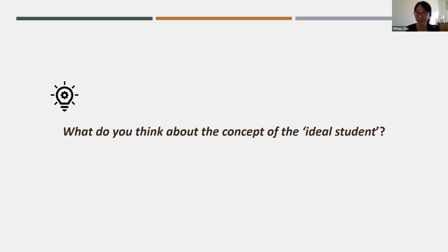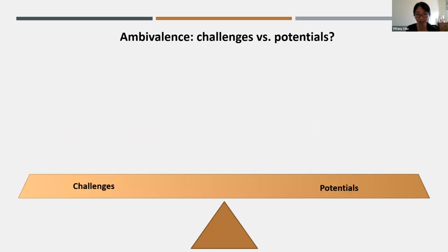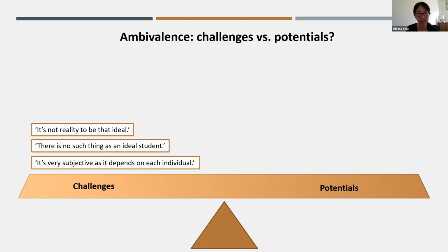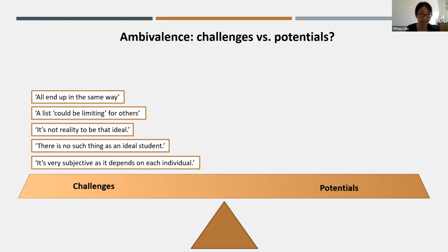Okay, so if we ask you, what do you think about the concept of the ideal student? What would you say? Given the time limit here, we probably wouldn't ask you to share your thoughts at this point, but we are sure that when you first come across our book title, The Ideal Student, you might say it is very subjective as this depends on each individual. And there is no such thing as an ideal student. Or you might say it is not realistic to be that ideal. And some people might also raise concerns over the rigidity and the hierarchy, given an explicit list could limit others, and people might all end up the same way.